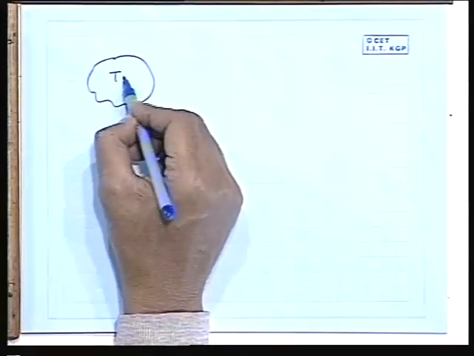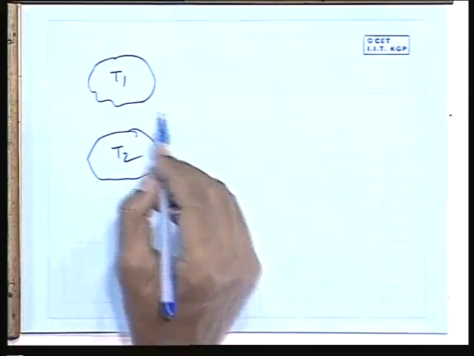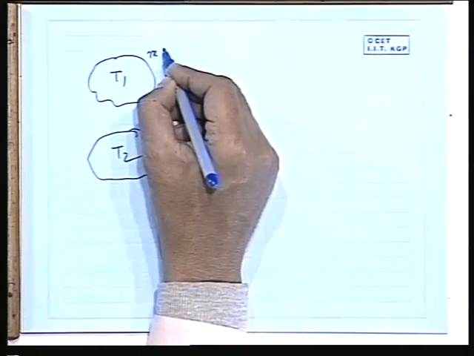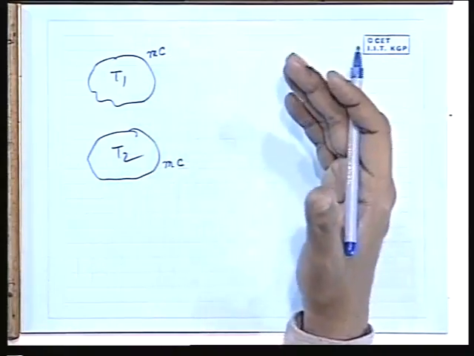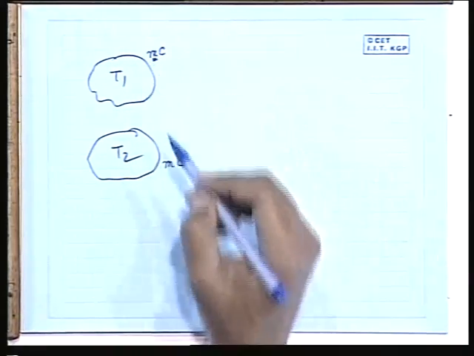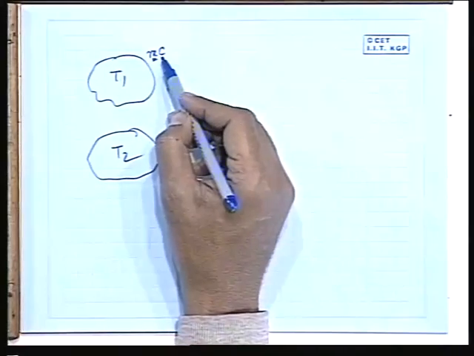Now you come to another case, when there are two finite systems, T1 and T2, and make a simplification initially of the same capacities, that means the same mass and the same specific heat C at constant pressure or volume. I am not distinguishing it now. So some specific heat C, multiplied by mass, gives the heat capacity. So that this can be equated with the change in temperature.